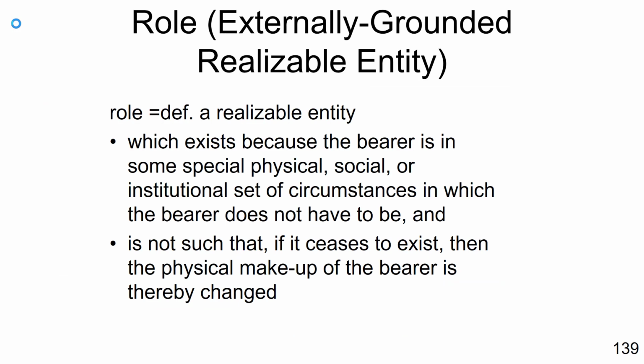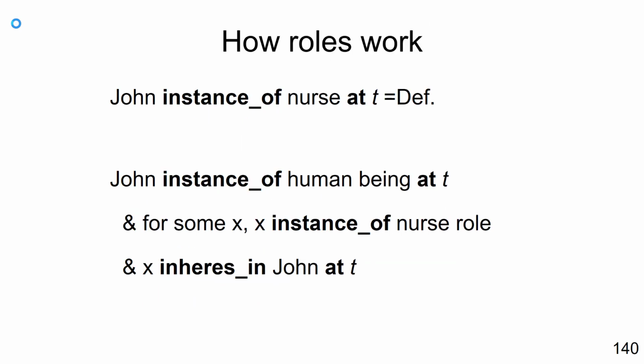Roles are what we call externally grounded realizables. What that means is that I have the role of lecturer because someone told me to lecture. So roles work in time. I have a role from a certain time. I don't need to change at all at that time. And then I stop having that role at a later time.